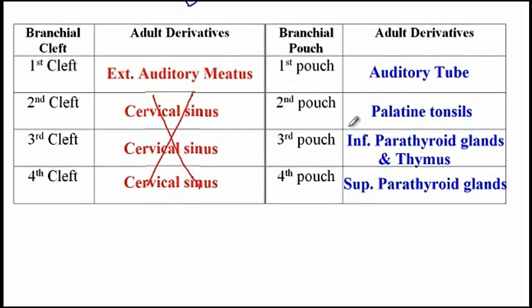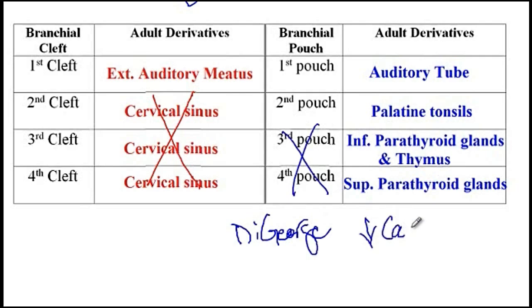The second one gives rise to the epithelial lining of the palatine tonsils. The third one gives rise to the inferior parathyroid gland and the thymus. And the fourth one gives rise to the superior parathyroid gland. So DiGeorge syndrome lacks the development of the third and fourth branchial pouches, so there would be no parathyroid gland in these patients, as a result of which there would be hypocalcemia, and since there is no thymus either, there would be no T cells in these individuals.